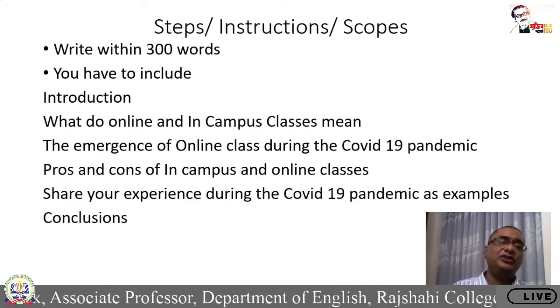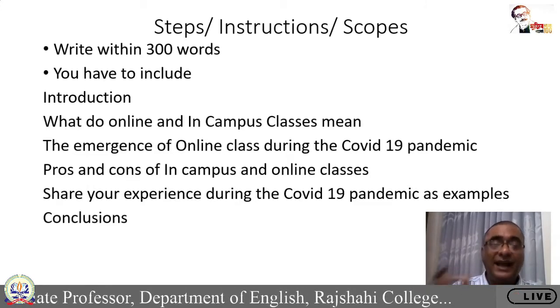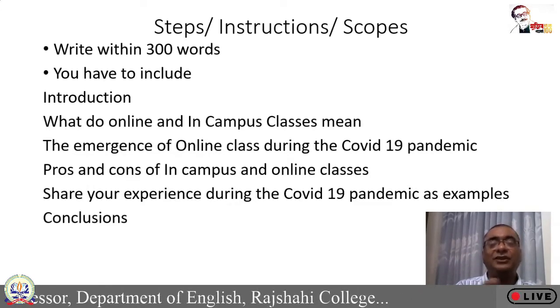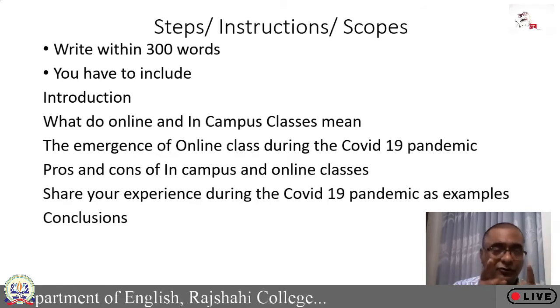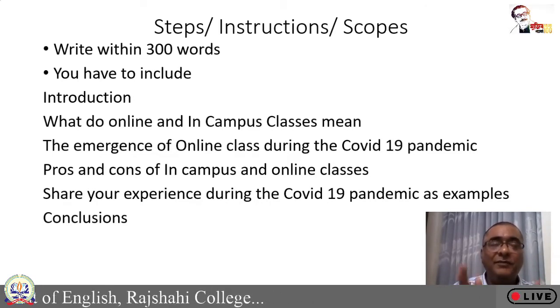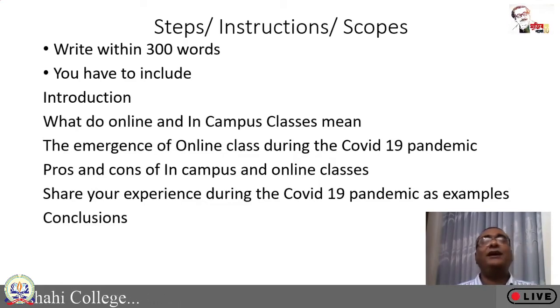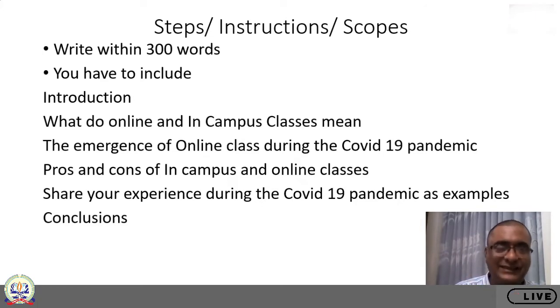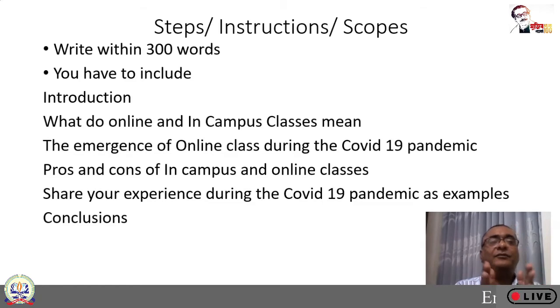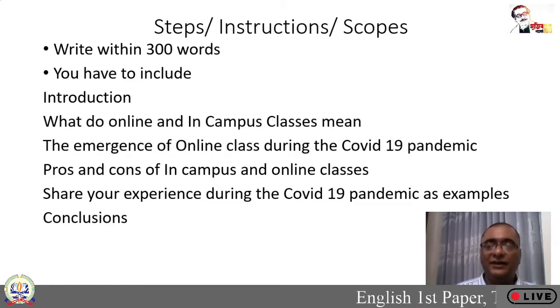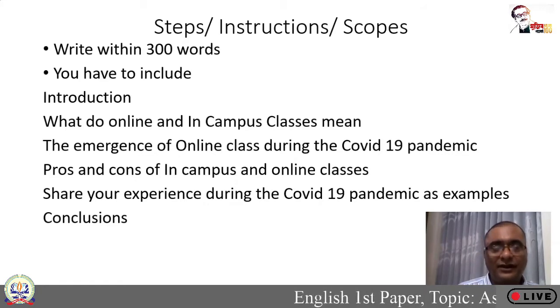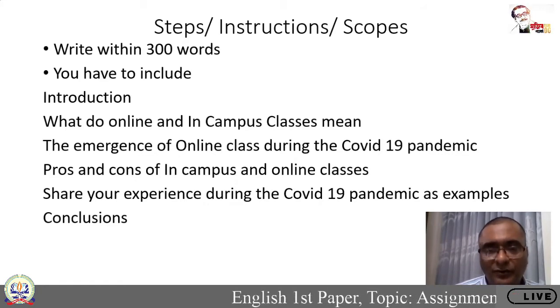But if you mention the points, you can do it, no problem. And if you mention the points, it doesn't mean that you have to keep the wording as it is. You can make some changes even in the wording of the phrases. What do online and in-campus classes mean? You may not require to keep it in this format. You can simply shorten it and say definition of online and in-campus class. This can be the wording of the point. I hope you understand what I want to mean.